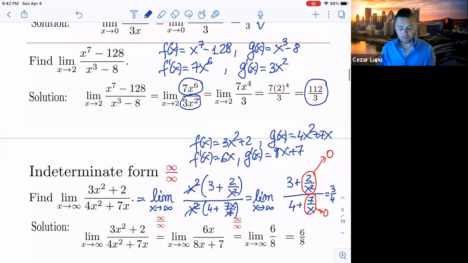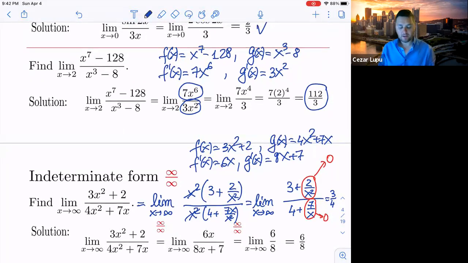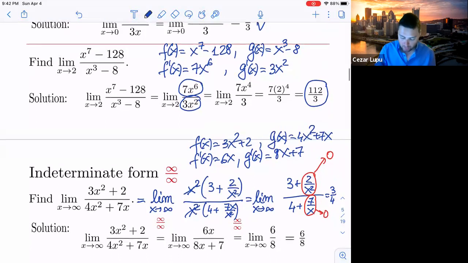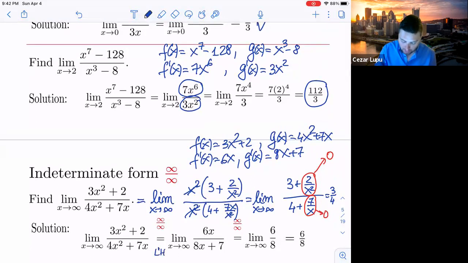As you can see, the limit as x approaches infinity of 3x squared plus 2 over 4x squared plus 7x, if you plug in infinity, the indeterminate form we deal with is infinity over infinity. So by applying the L'Hopital rule, LH, let me put it like this, that limit will be nothing else than just the derivative of 3x squared plus 2, which is 6x, over the derivative of 4x squared plus 7x, which is 8x plus 7.